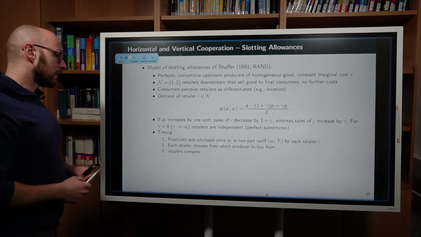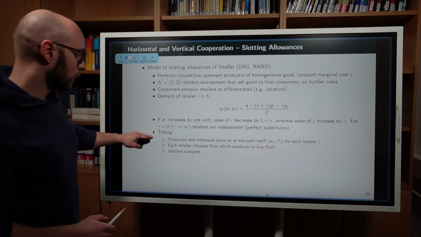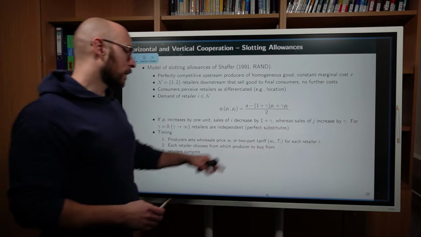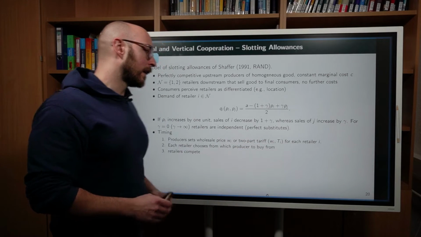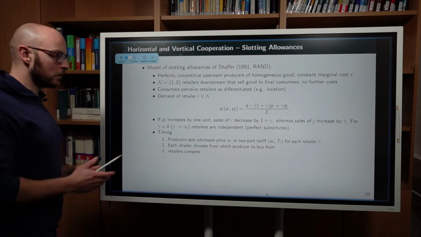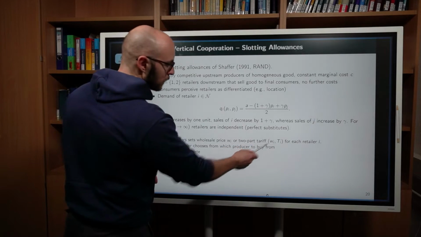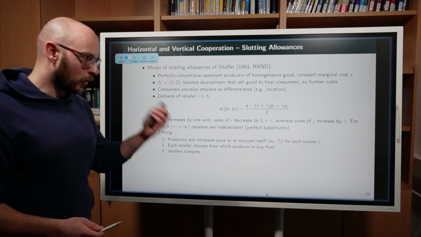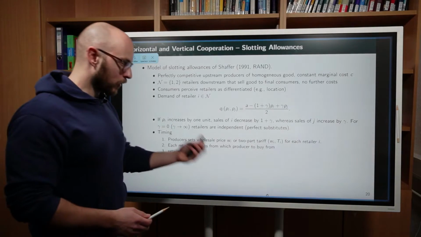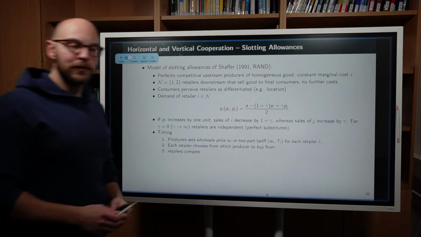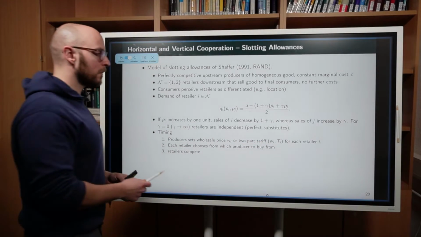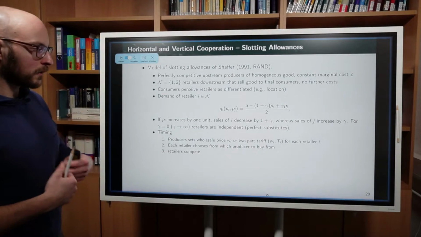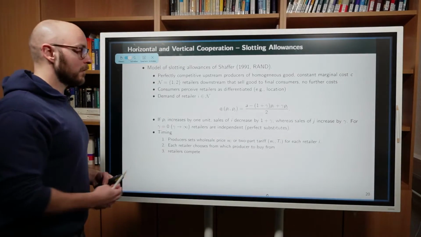Now, our timing looks as follows. On stage 1, the producers set their wholesale prices, and they determine a two-part tariff, w_i and T_i, for each retailer. What is a two-part tariff? Well, w_i is our wholesale price, which is per unit, and T_i is a fixed fee, right? So they determine a fixed component and a variable component. The fixed component is not dependent on output, but the variable component is.